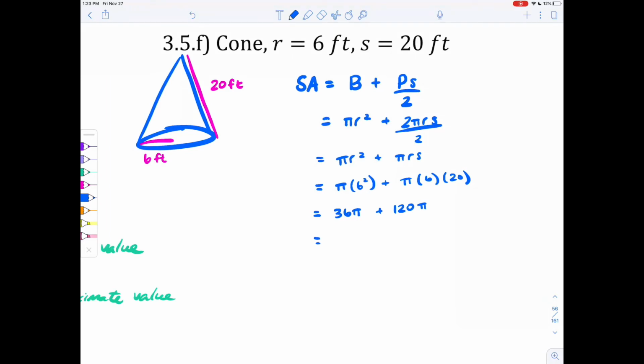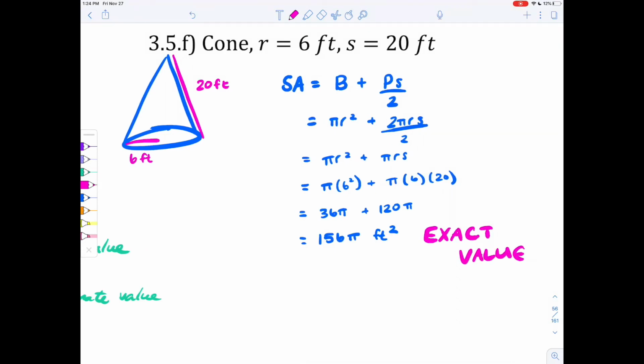And just like Mr. A said, we could treat those pi's almost like a variable in terms of how we collect them. So if I have 36 pi and I have 120 pi total, I have 156 pi. Now, of course, we are asked here for both the exact surface area as well as the approximate surface area. This here would be exact, but it would not give me full marks until I have the units. So if I have feet as my units at hand here, because again, area is a two-dimensional aspect, then I have feet squared. That is my exact value.